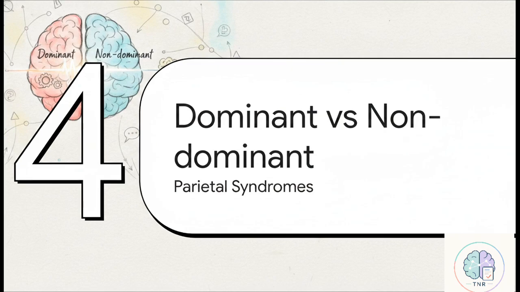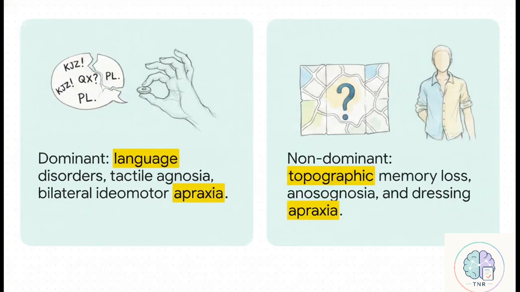Okay, let's pull back just a bit for Section 4 and look at the broader dominant versus non-dominant syndromes. A dominant, usually left-sided lesion is going to devastate language, causing various types of aphasias. It also commonly causes bilateral ideomotor apraxia. This means the patient absolutely cannot carry out verbal commands for physical activities, even though they can still perform those exact same activities spontaneously when they aren't thinking about it.